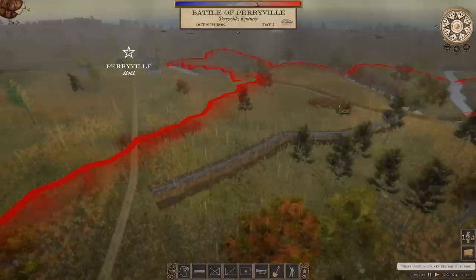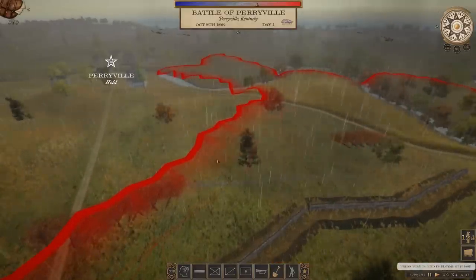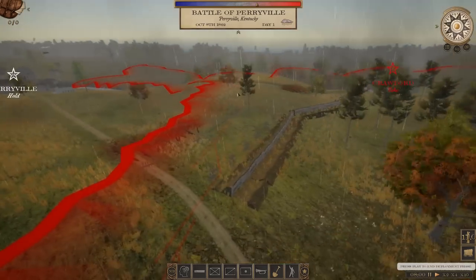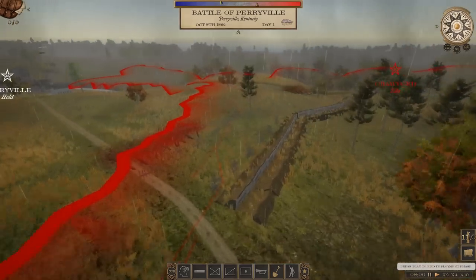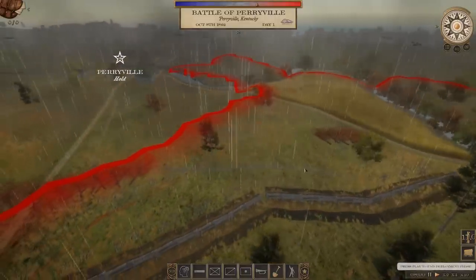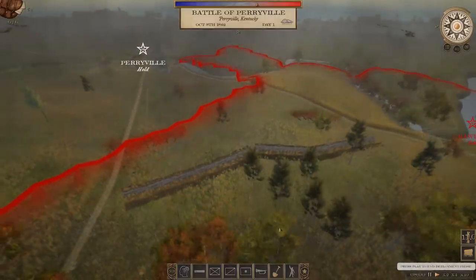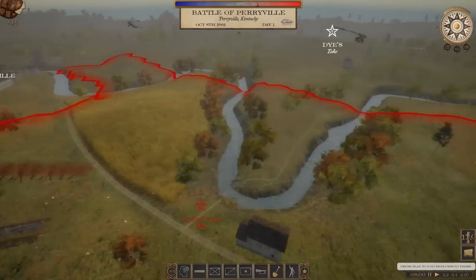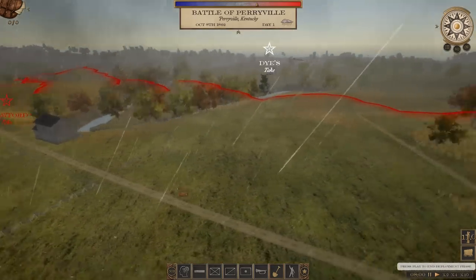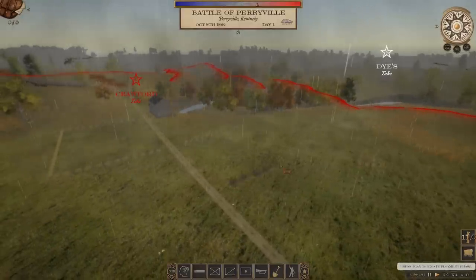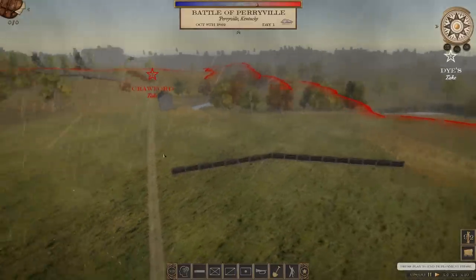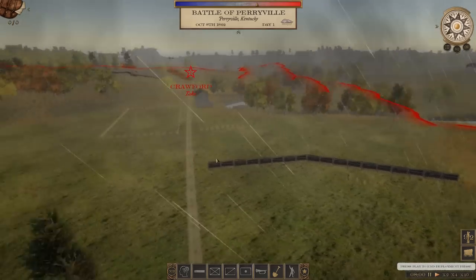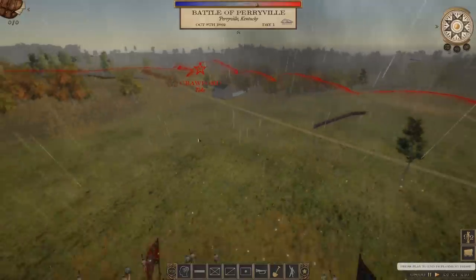Upgrade one more time, you get an abatis in front, which will slow down the enemy movement, and one more upgrade and you will have these spiked obstacles that also slow down the enemy movement. In case of breastworks, it's a more simple log barricade, which can be quickly erected and provides some cover and some concealment.